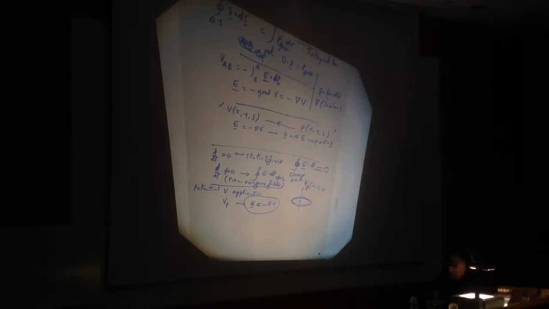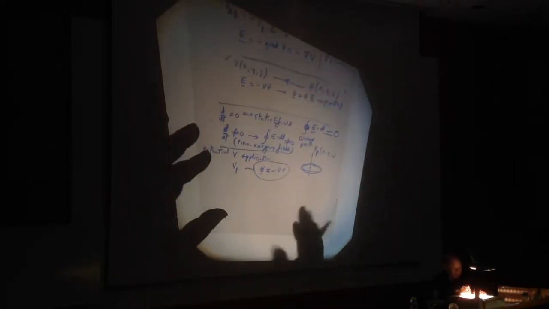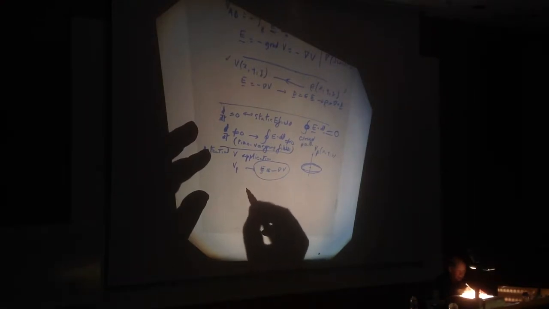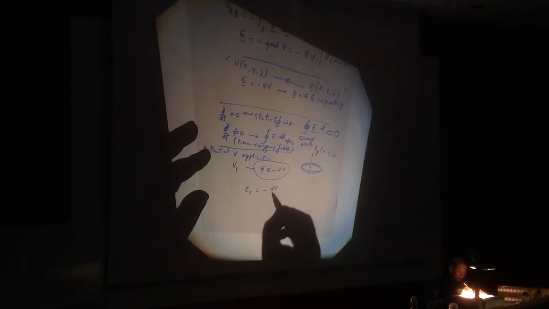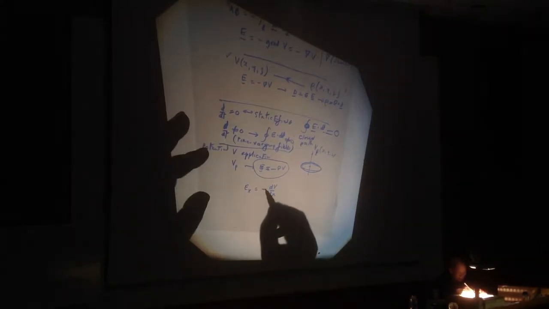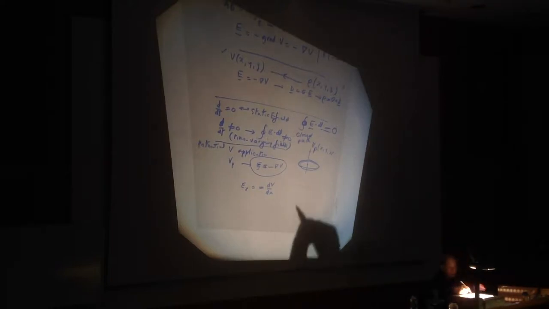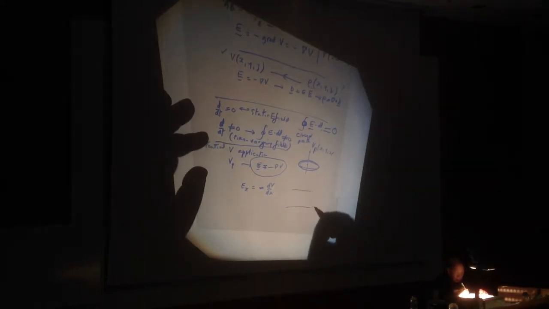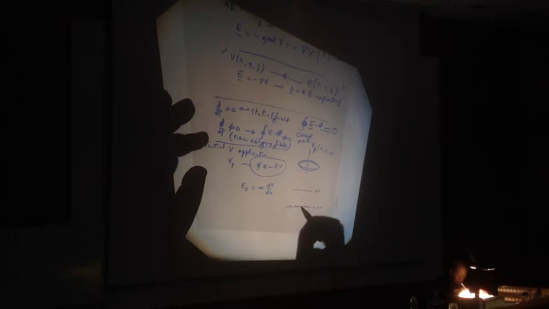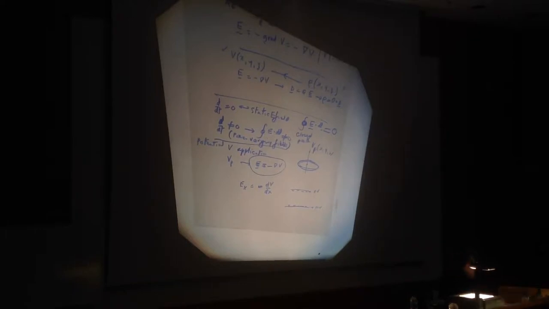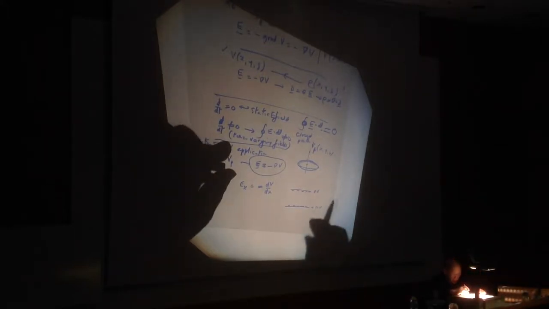Then we went on to look at a very important relationship. In general, we say Ex is minus partial dV by dx. The minus comes from the work done by an external agent. Another way of looking at it is that if the potential is increasing, say from 0 volts to plus 10 volts, then because of this law, the electric field always points in the direction of decreasing potential.